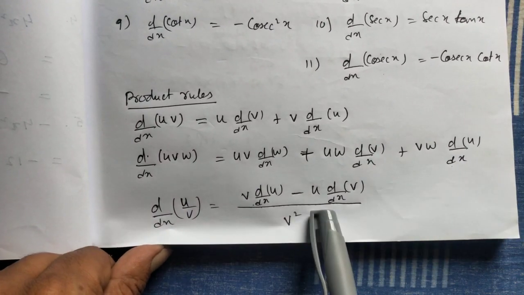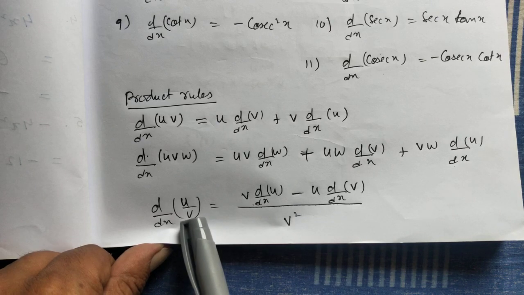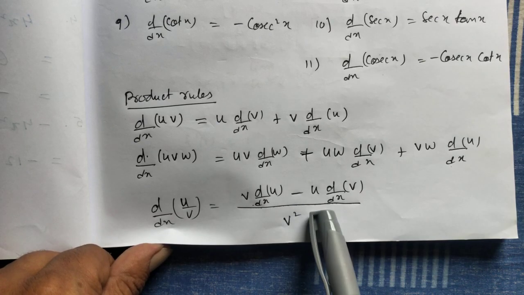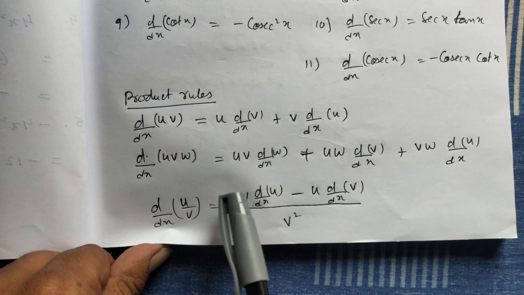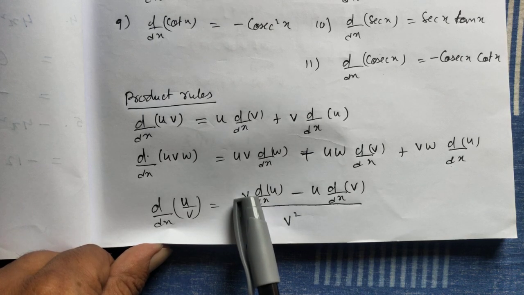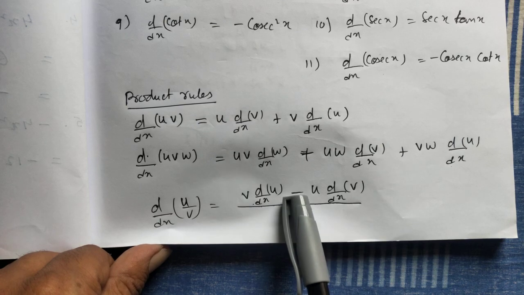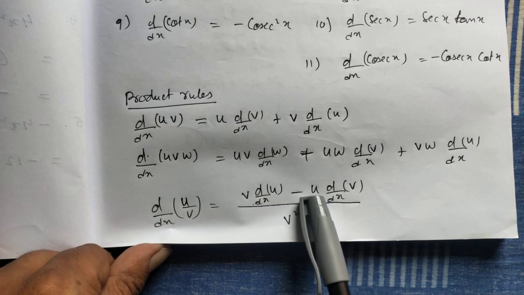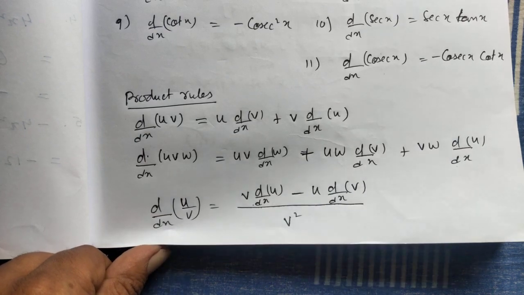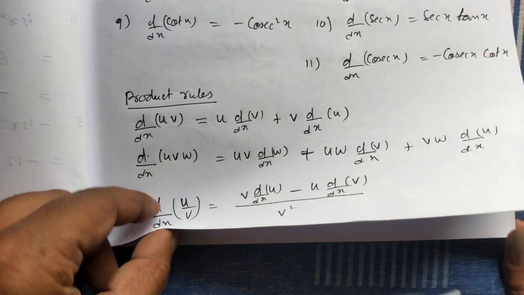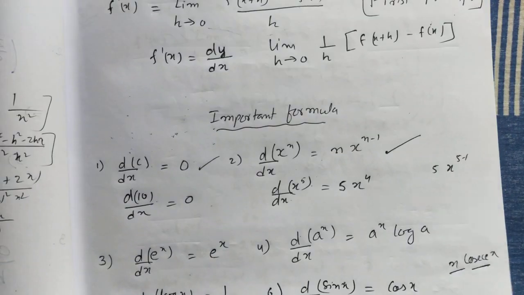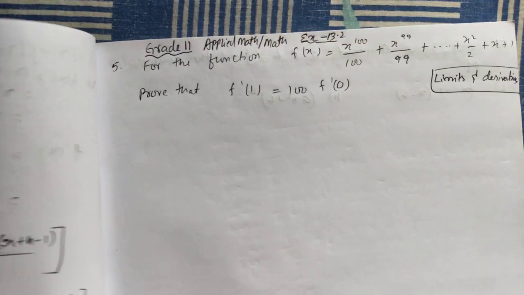For the quotient rule, this is the formula. We square the denominator, then first we take the denominator as constant and derive the numerator, minus we take the numerator as constant and derive the denominator. Based on this formula only, we're going to do exercise 13.2 from question number 5.